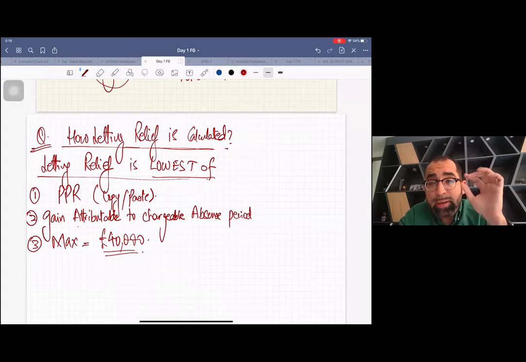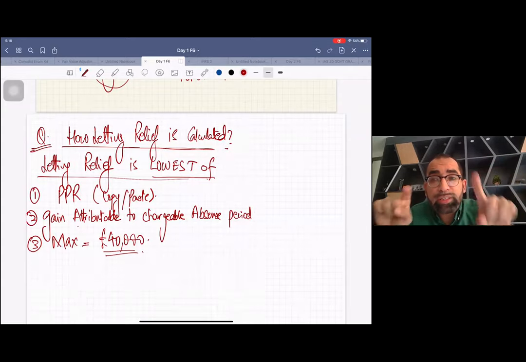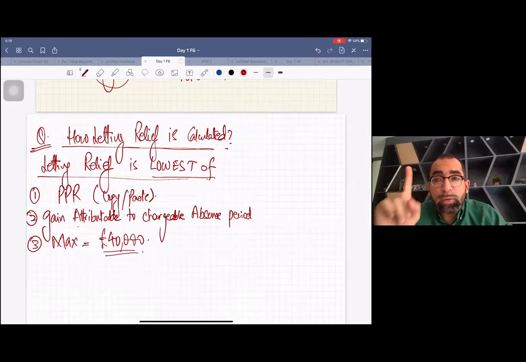But don't forget, letting relief is only available when the landlord is also present in the house and some portion of the house is rented. Don't forget this thing, okay?